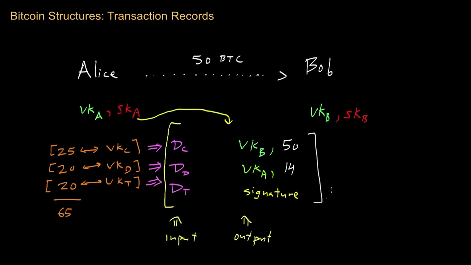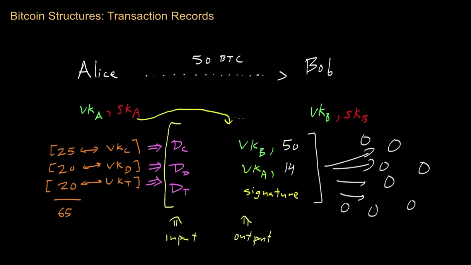Then all of this data will actually be broadcast out. So this transaction data will then get broadcast out to all the different peers and the nodes in the Bitcoin network. So everybody in the Bitcoin network will basically know now that VK sub A is trying to send 50 Bitcoins to VK sub B.